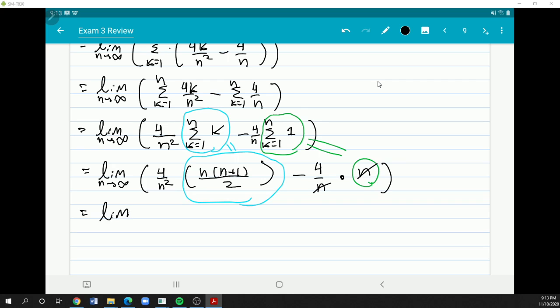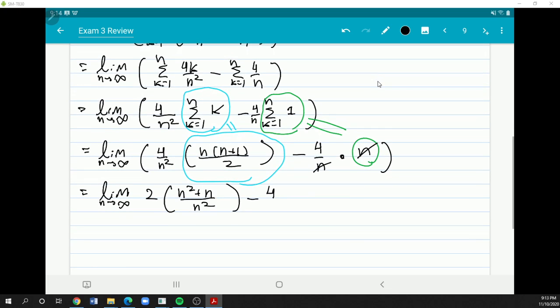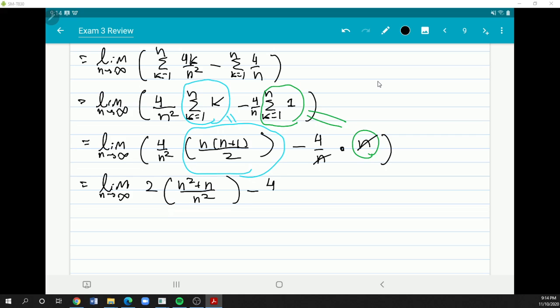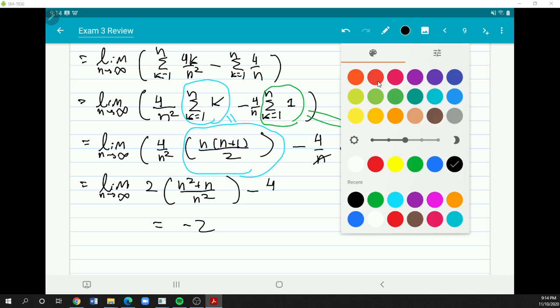We're left with, I'm going to bust this up into two limits now. Limit as n goes to infinity of 2 times (n squared plus n) over n squared, minus 4. Well, actually we're evaluating the limit, right? So as n goes to infinity, that (n squared plus n) over n squared thing goes to 1. So 2 times that goes to 2. And I get that this is equal to minus 2.